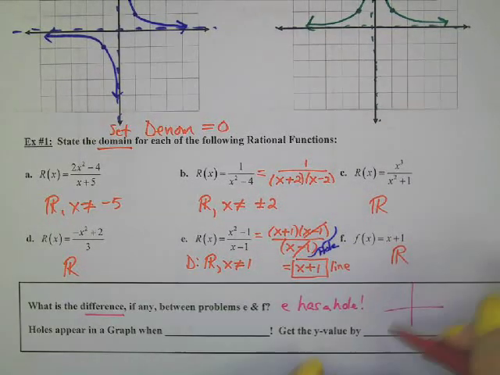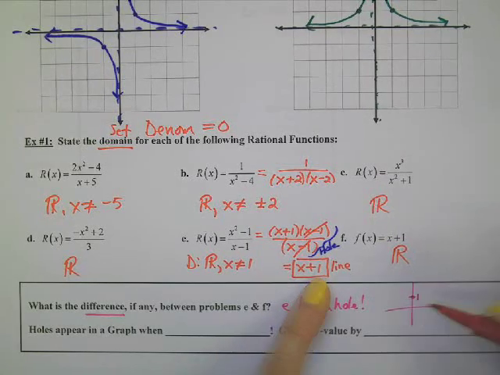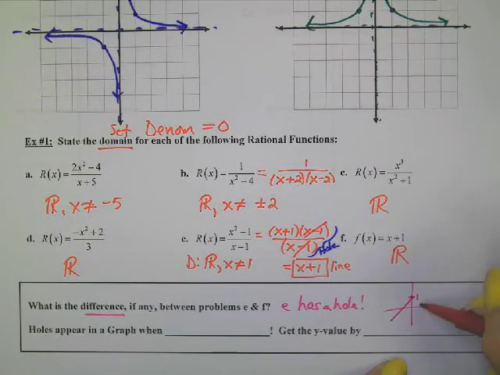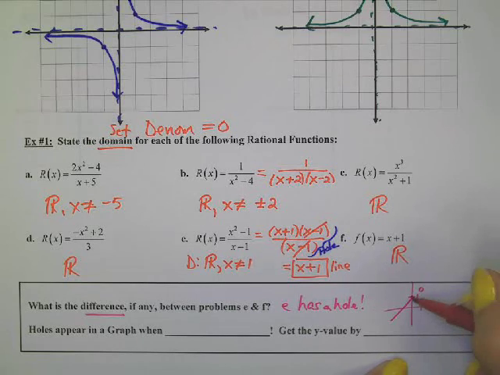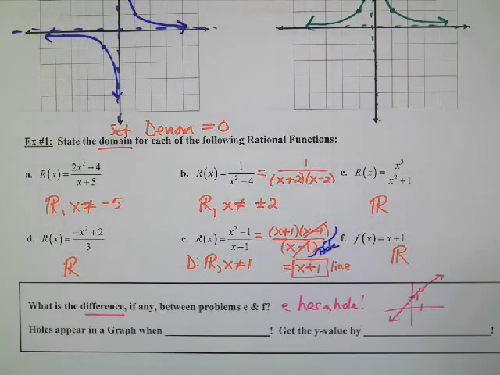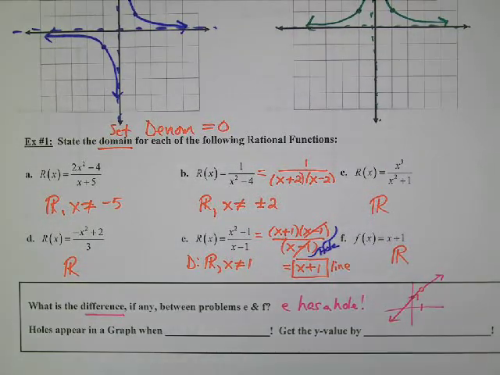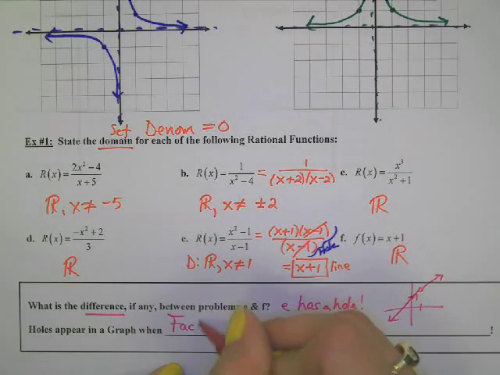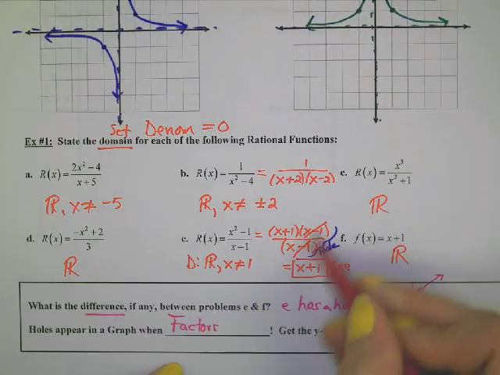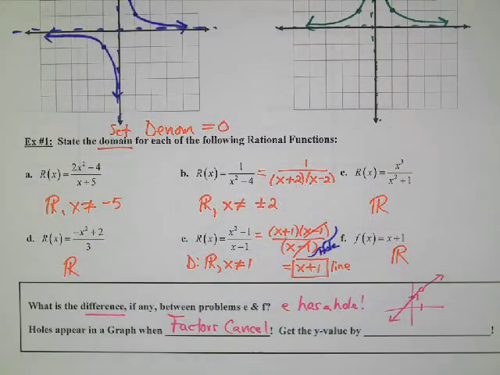So when you look at it, it's going to be an uphill line. The y-intercept is +1, uphill line. But then right here at 1, there's going to be a hole in the graph, and then it keeps going. It's a line with a hole in the graph. Part F, he won't have any holes. A hole appears in a graph when factors do what? Cancel. When factors cancel. And how do you get the y value?